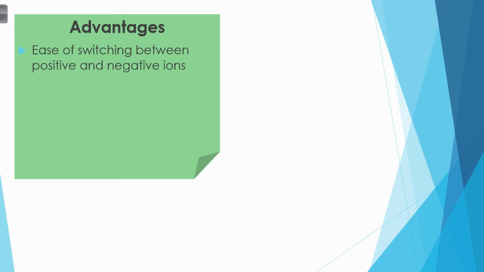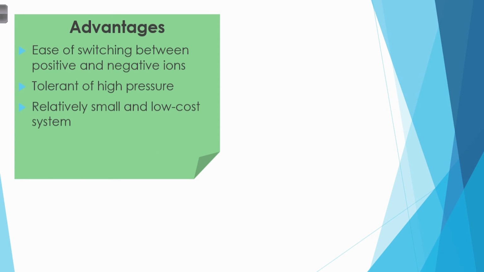The quadrupole mass analyzer is commonly used in classical mass spectra due to the ease of operation and good reproducibility. The switching between the positive and negative ions can be simply achieved by changing the direction of current flowing in the RF circuit. In addition, the quadrupole mass analyzer is also known for its good tolerance of high pressure. Compared to other methods of mass spectrometry, the quadrupole mass analyzer has a relatively low cost.